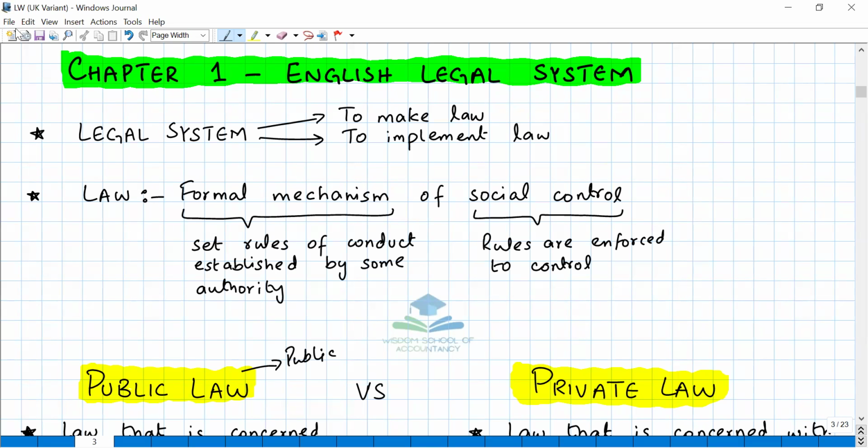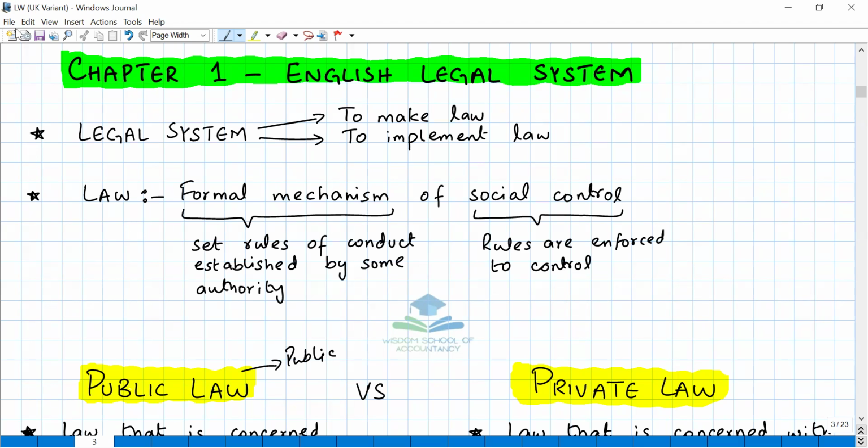Okay, so the first chapter is the English legal system. Now, what is the legal system? The legal system in any country has two jobs to do. The first job is to make the law, and the second job is to implement the law. Now, what is law? Law is basically a formal mechanism of social control.